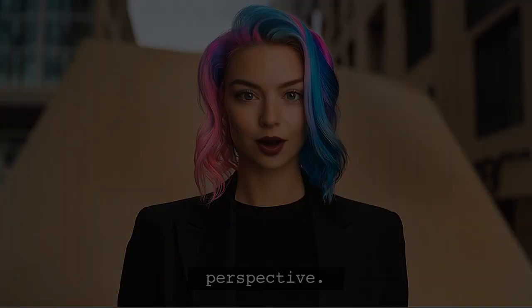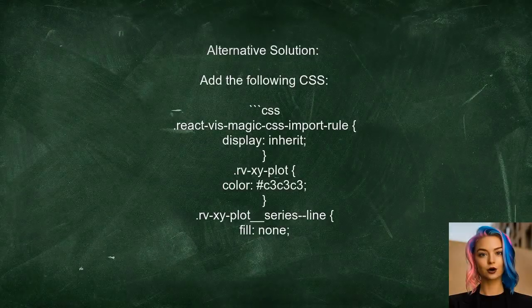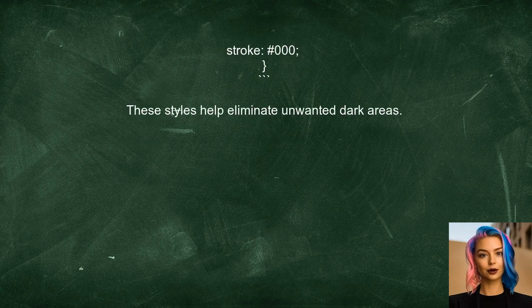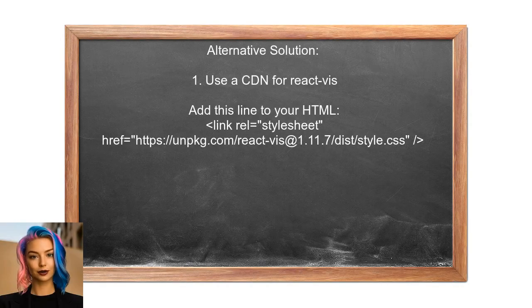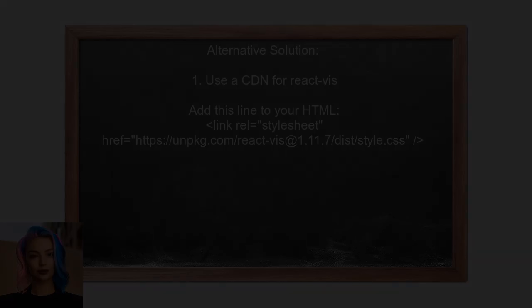Let's see another perspective. An alternative solution to the dark areas in your React-Vis example is to add specific CSS styles. This user suggests including a set of CSS rules that adjust the display properties and colors of various elements in the chart. Let's take a look at an answer from another user. An alternative solution from another user suggests using a CDN to resolve the dark areas in your React-Vis example. They recommend adding a specific link to the style sheet in your HTML.